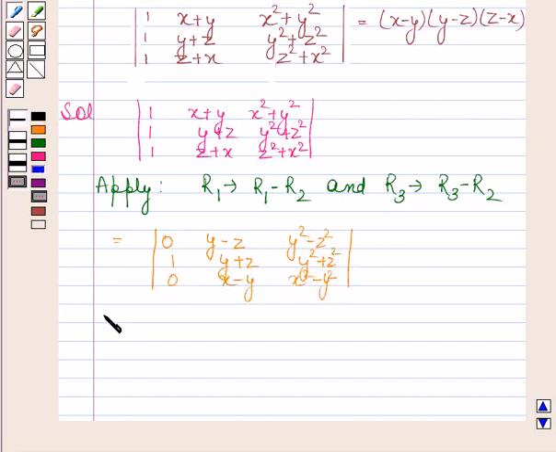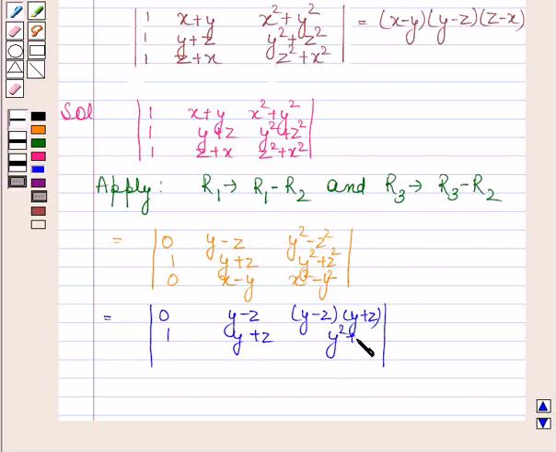Now this is equal to determinant of 0, y minus z, y minus z into y plus z; 1, y plus z, y squared plus z squared; 0, x minus y, x minus y into x plus y.